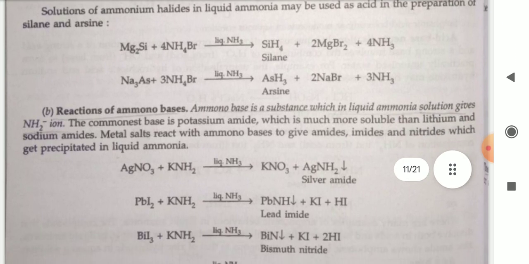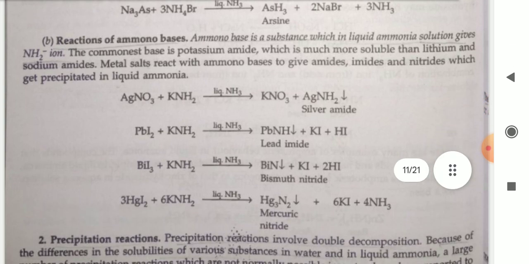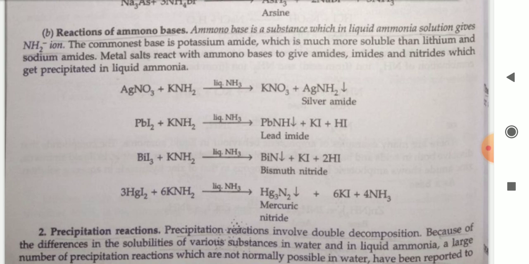AgNO3 will give KNO3 plus precipitate of silver amide. PbI2 will give the precipitate of PbNH. BiI3 will give precipitate of bismuth nitride. HgI2 will give the precipitate of mercuric nitride. Second is precipitation reaction.